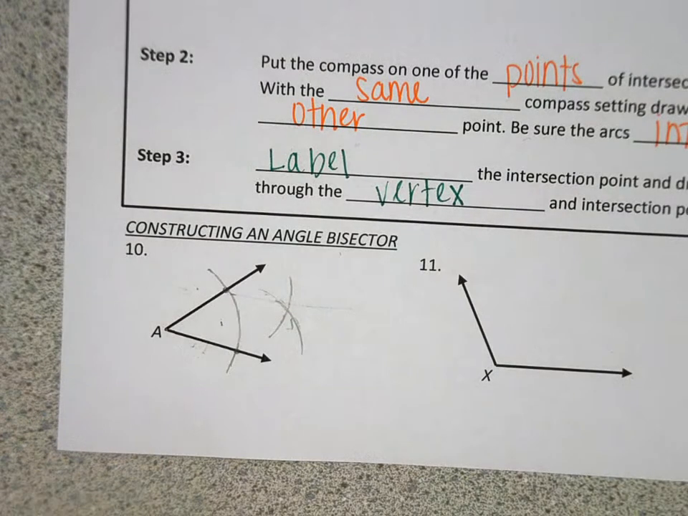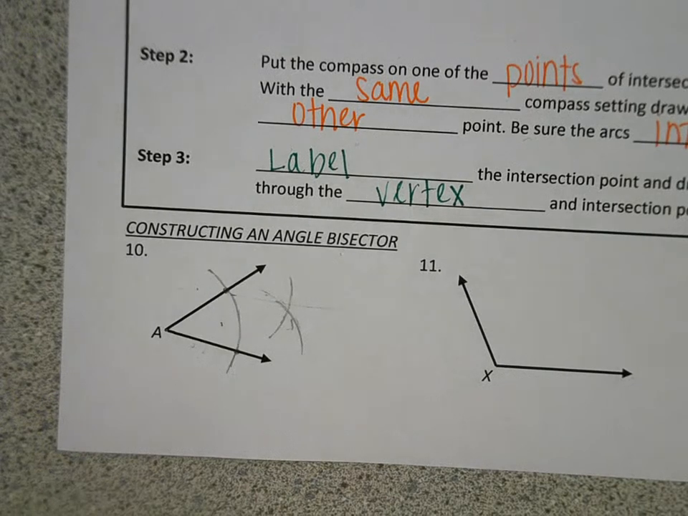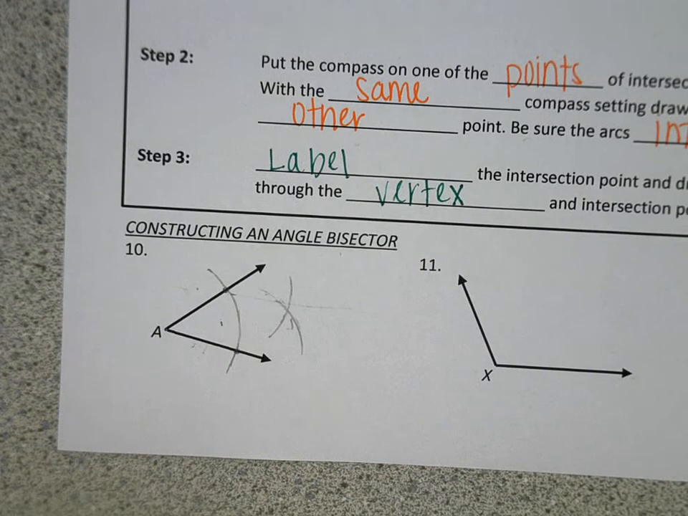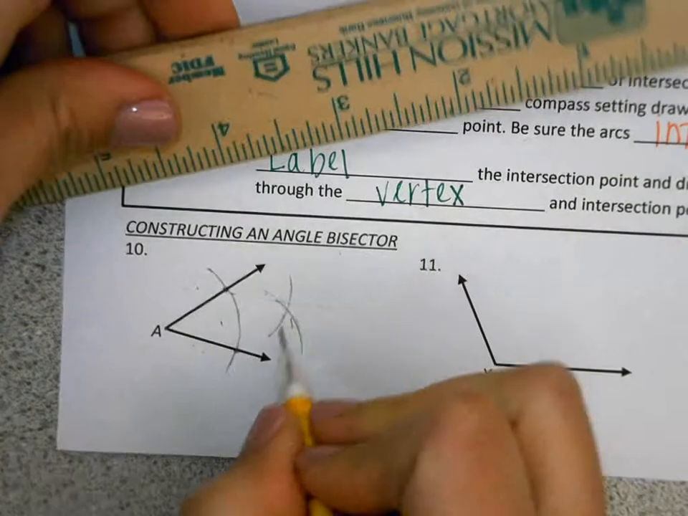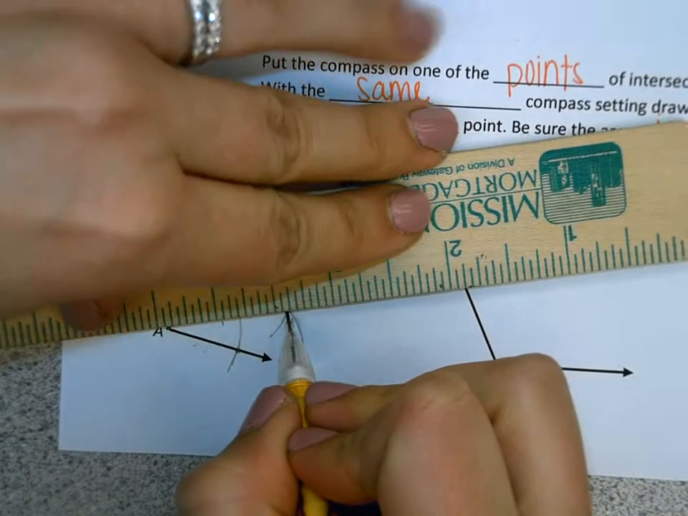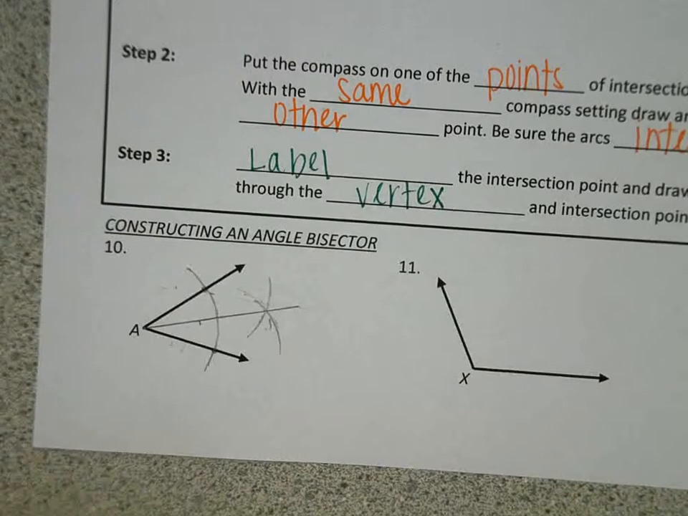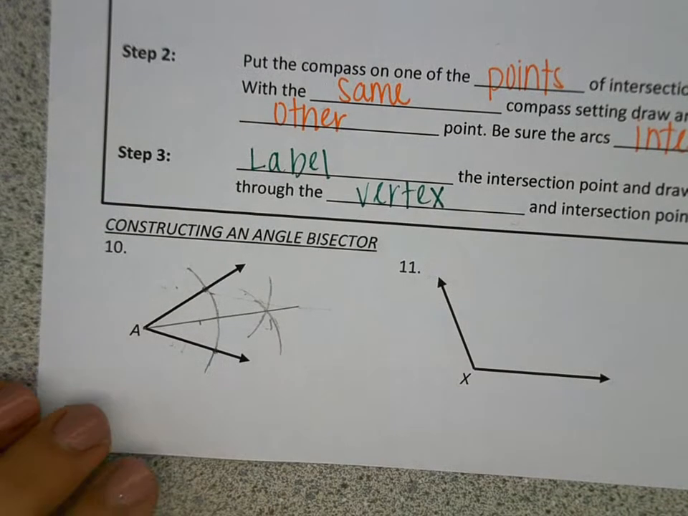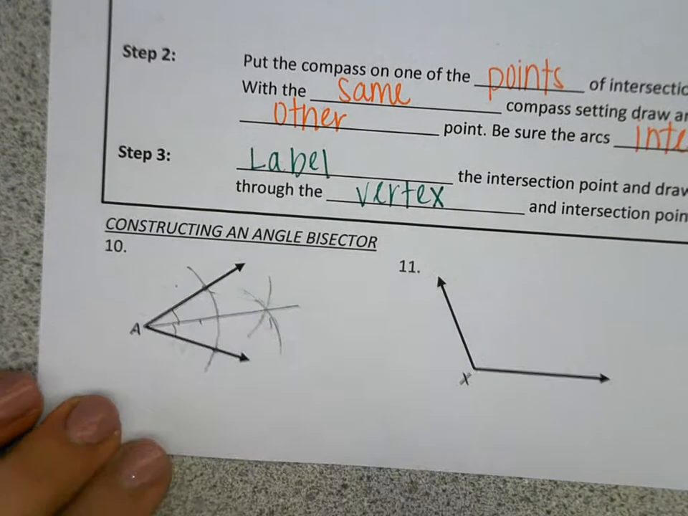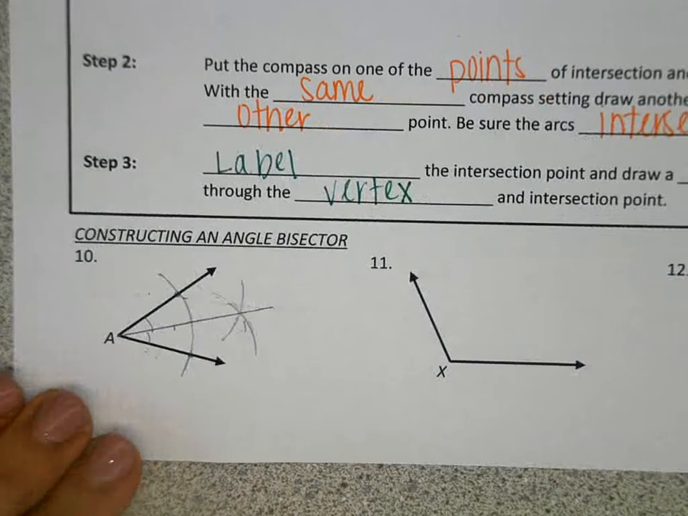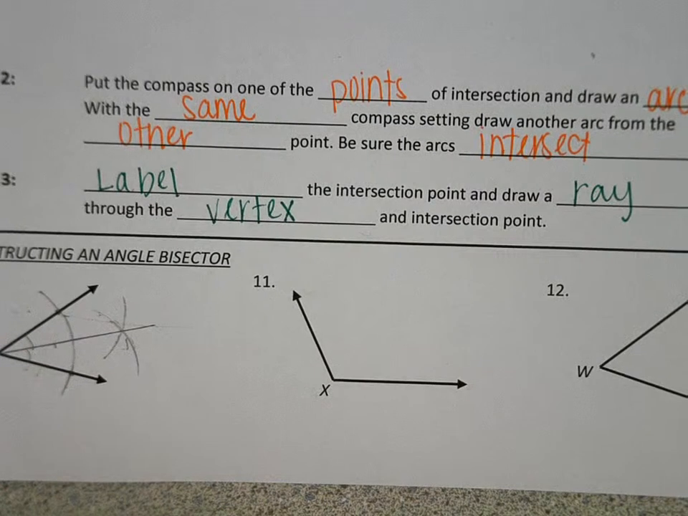Okay. And then now that we have an intersection, you can draw a ray between the vertex and the intersection. Okay. Yeah, and then it cuts it into 2 equal size pieces. So what I want you guys to do is practice 11 and 12.